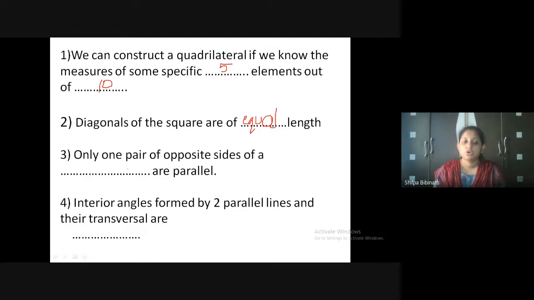Okay. Only one pair of opposite sides of a dash are parallel. Which is that shape? Yes, we just now saw, who am I? That is trapezium. It is also called a trapezoid.